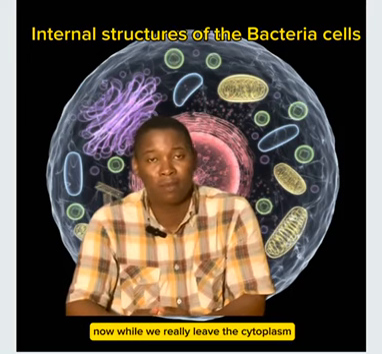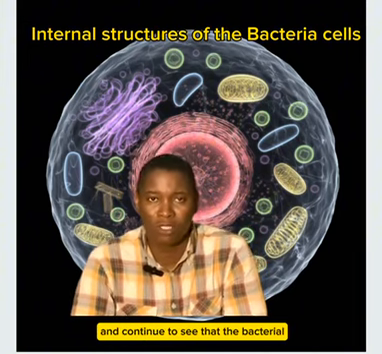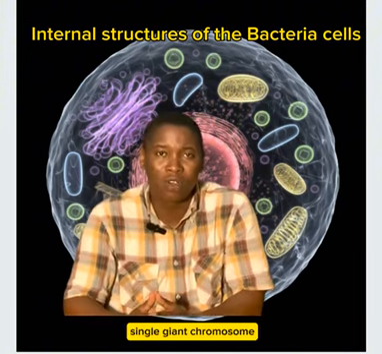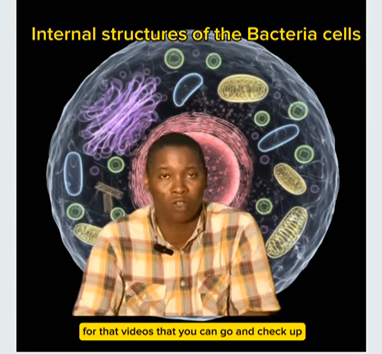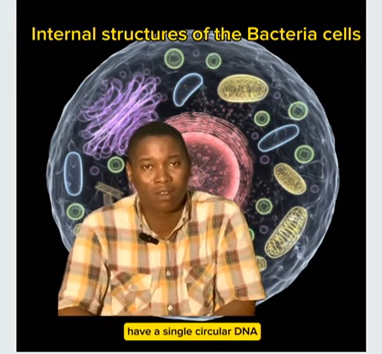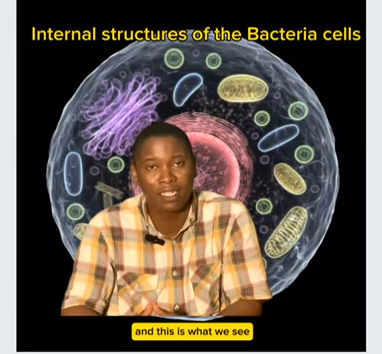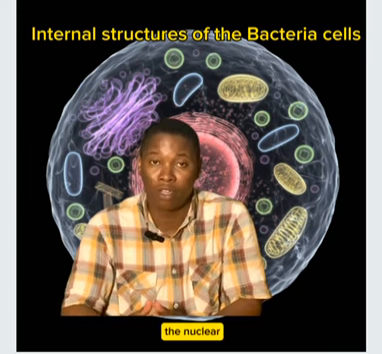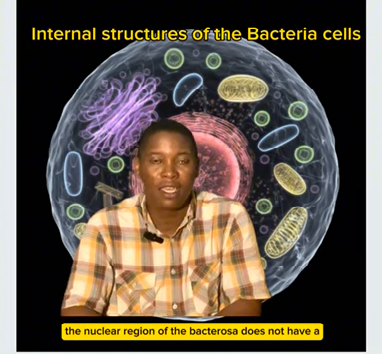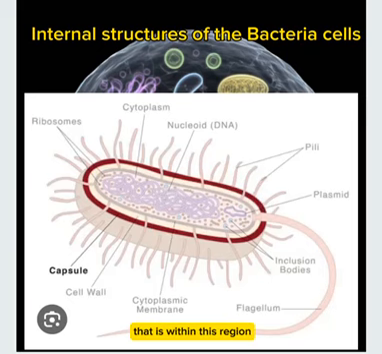Now, when we leave the cytoplasm and go even deeper, we come into the nucleoid region of the cell. Like we've said before, and we'll continue to say, the bacterial cell contains one single giant chromosome, one circular DNA. I've explained in other videos, which you can go and check, what it means to have a single circular DNA and the relationship between DNA and chromosomes. So we have one single giant circular chromosome in a bacterial cell, and this is what we see in the nucleoid region. The nucleoid region of the bacterial cell does not have a nuclear membrane. Rather, it's just your DNA material within this region, and this is important to know.